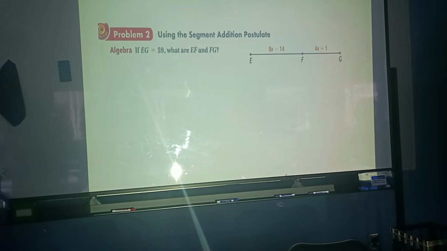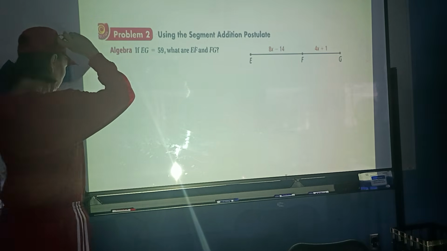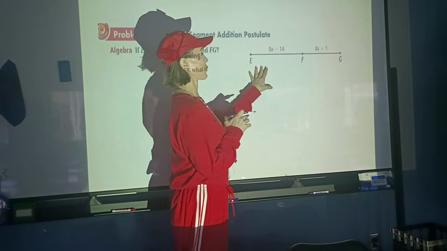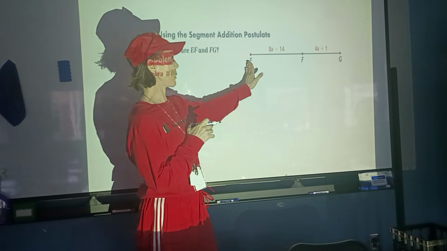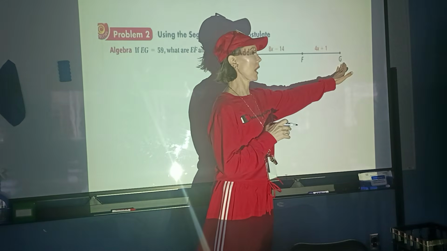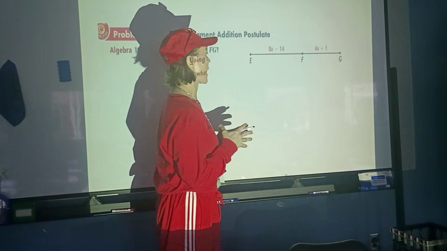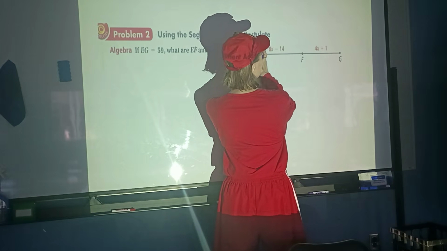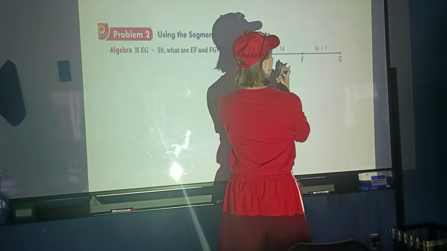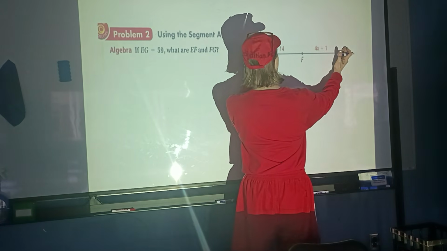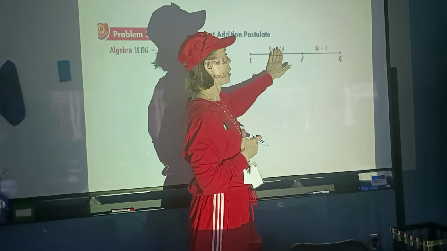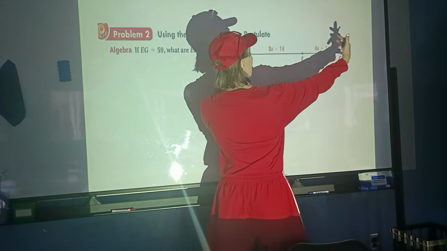Segment addition, okay? Very, very simple. All you need to know is that we have three segments in this figure. We have segment EF, segment FG, and segment EG, okay? And it's pretty safe to say that if we take from here to here and add from here to here, that means the entire distance would equal the entire distance. So EF plus FG equals the whole thing.